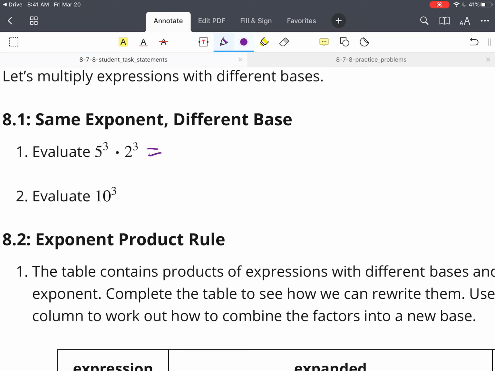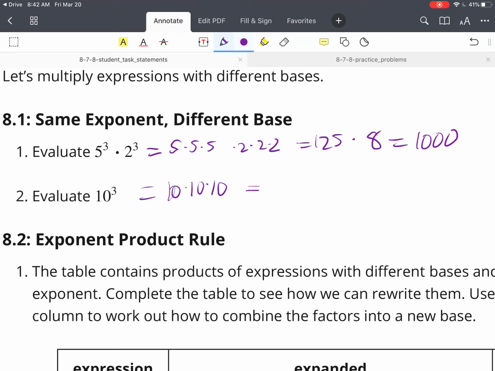All right, so 5 to the third times 2 to the third. That's 5 times 5 times 5 times 2 times 2 times 2. 5 times 5 times 5 is 125, times 8 is 1,000. 10 to the third is 10 times 10 times 10, which is just going to be 1,000 because there's 3 zeros. I think I said 10,000 here. I meant to say 1,000.